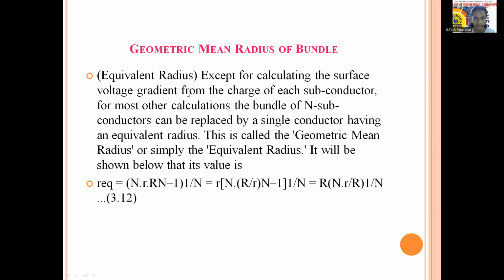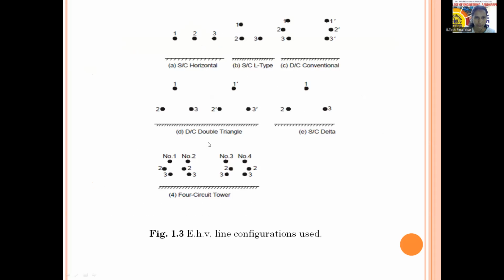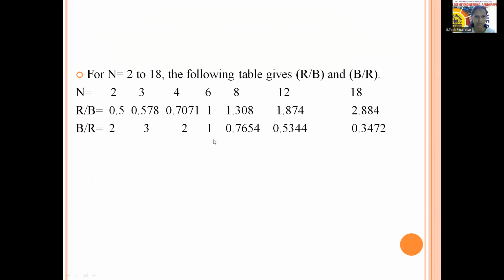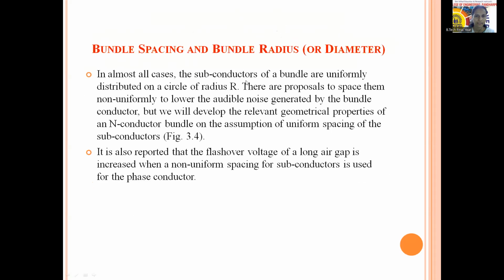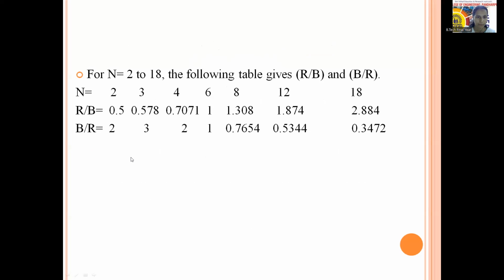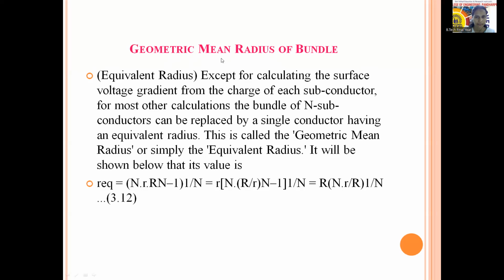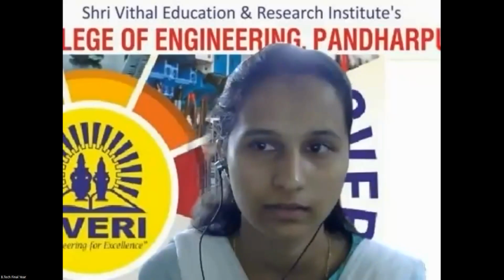Next, geometric mean radius of bundle. Previously we have taken bundle spacing and bundle radius. Now we are going to see geometric mean radius. Anyone has a doubt?